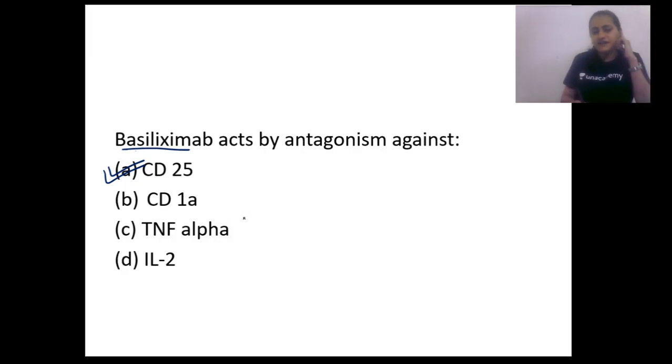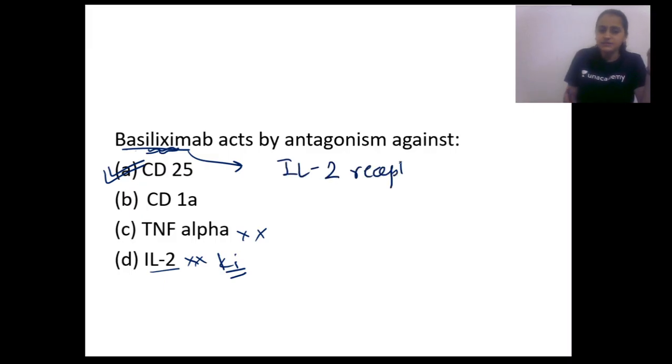Why is it CD25? Don't make a mistake here. First of all, remember that the name has 'li' in its term, so it will not be against an interleukin. The drugs acting on interleukin should have 'ki' in the name. So interleukin 2 is not the answer. TNF alpha drugs we have already seen. So the drug here is against the interleukin 2 receptor.